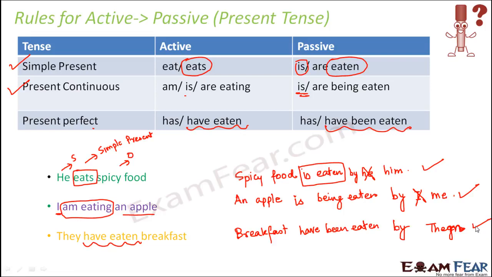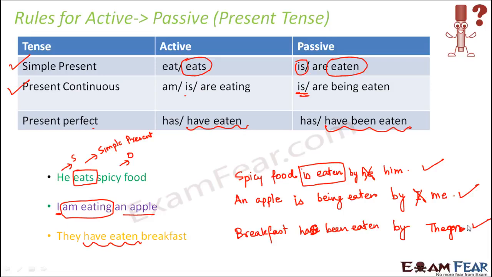So can you find out the mistake in the last sentence? So even though we have converted have eaten to have been eaten, here you have breakfast. Here it was they. So they was plural, so you had have. But here you are talking about breakfast, so it should be has. So it should be breakfast has been eaten by them. So you see, you have to go step by step.